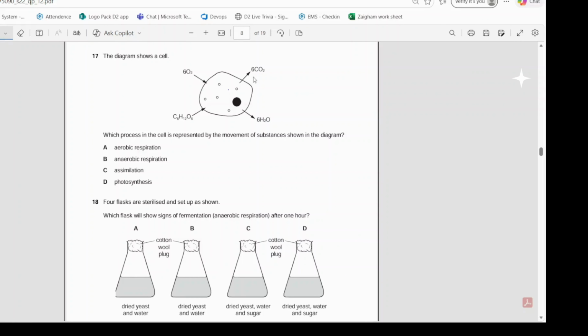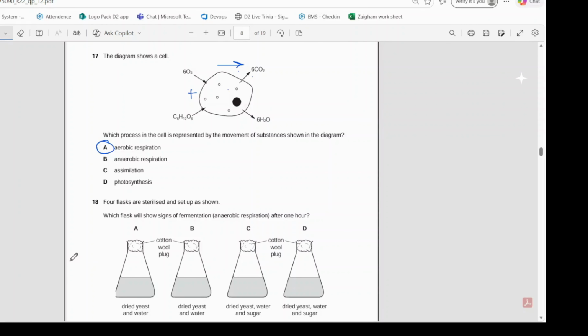Okay. What is this process? Two things are going in and two other molecules are moving out. A very simple process is given. What process is this? This is aerobic respiration. Glucose plus oxygen gives carbon dioxide and water.